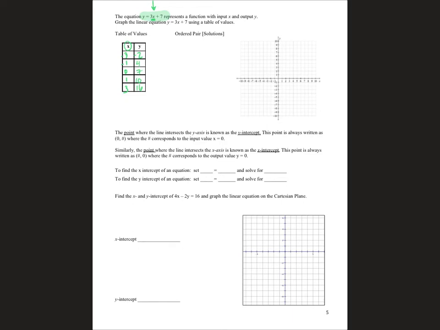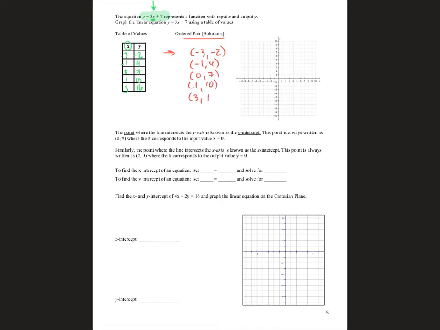I can convert those to ordered pairs, which are the solutions to this equation. Because if I were to substitute those x and those y values back into the original linear equation, I would get an identity. So they are, in fact, solutions. So what are the corresponding ordered pairs? Remember, we write the x value first and then the y value. So there are my corresponding ordered pairs.